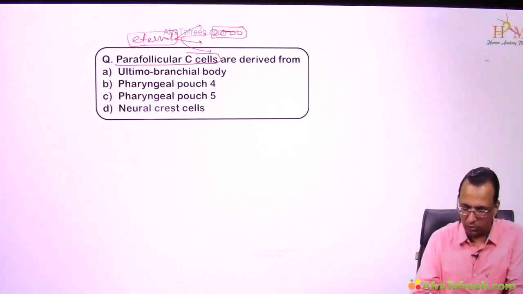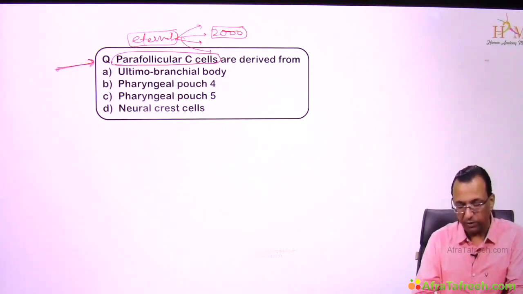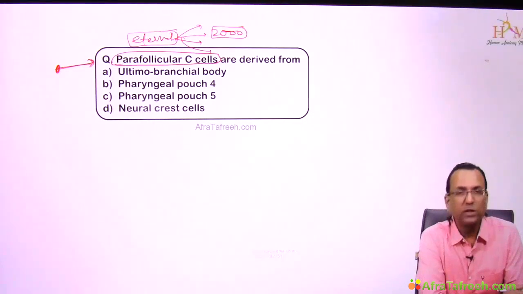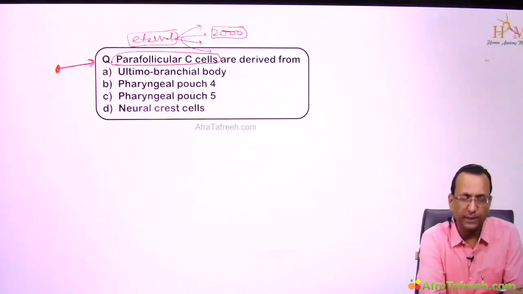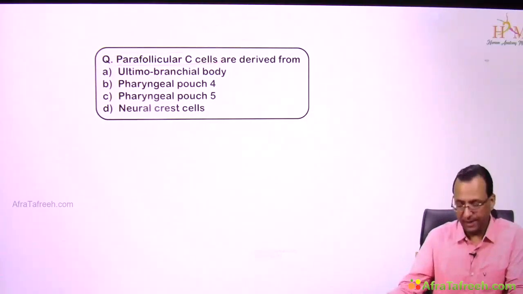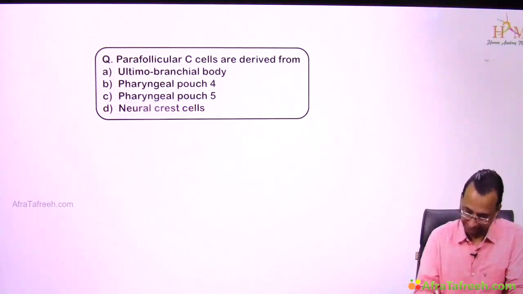Because nobody knows anything about parafollicular C cells concretely. You mean to say their answers keep changing? Yes. The answer keeps changing. If the answer keeps changing, then what is the answer? Presently, you want? Okay, I'll tell you. Presently, if you want the answer, then it is neural crest cell.